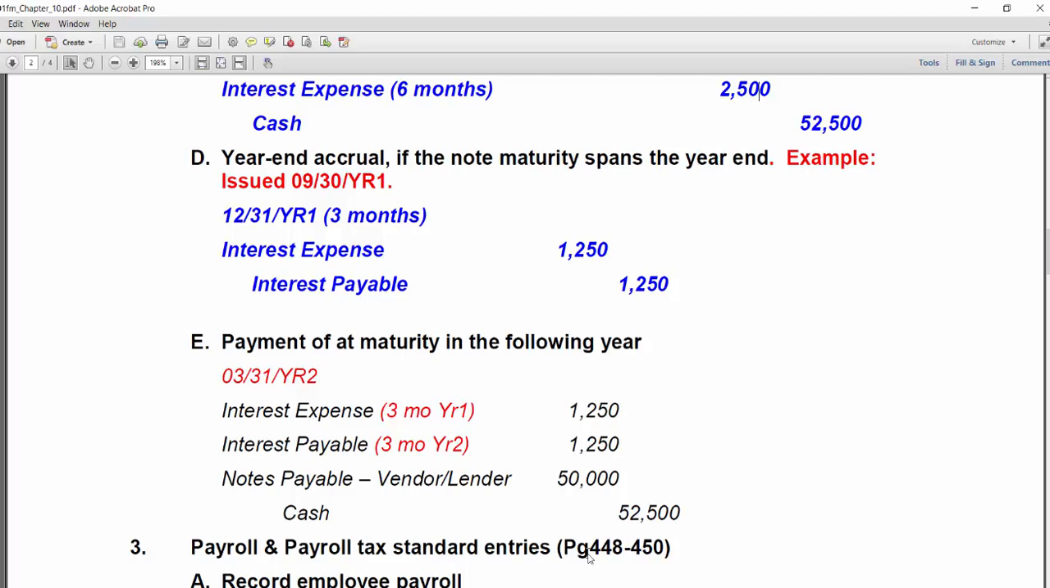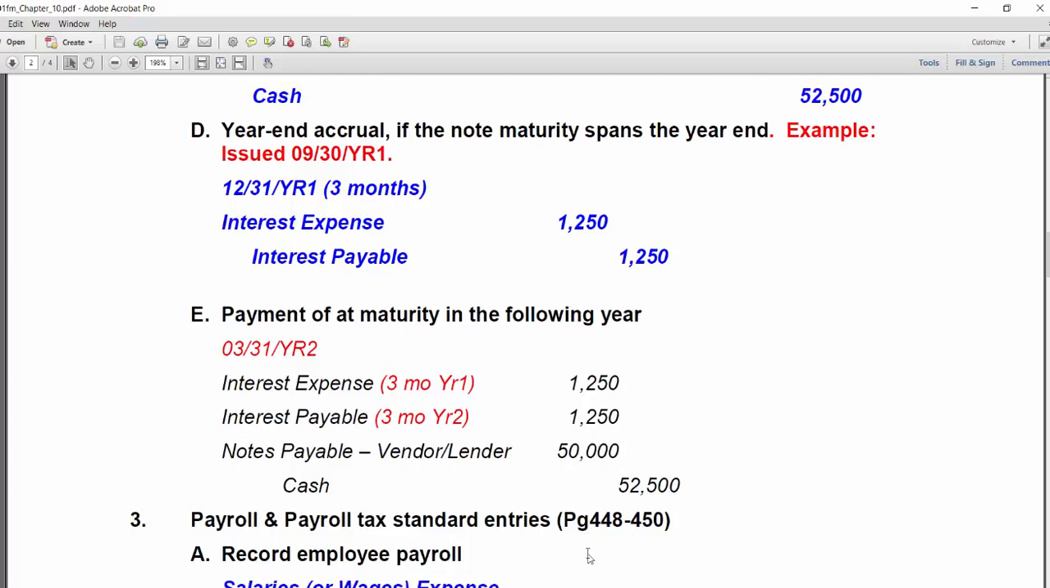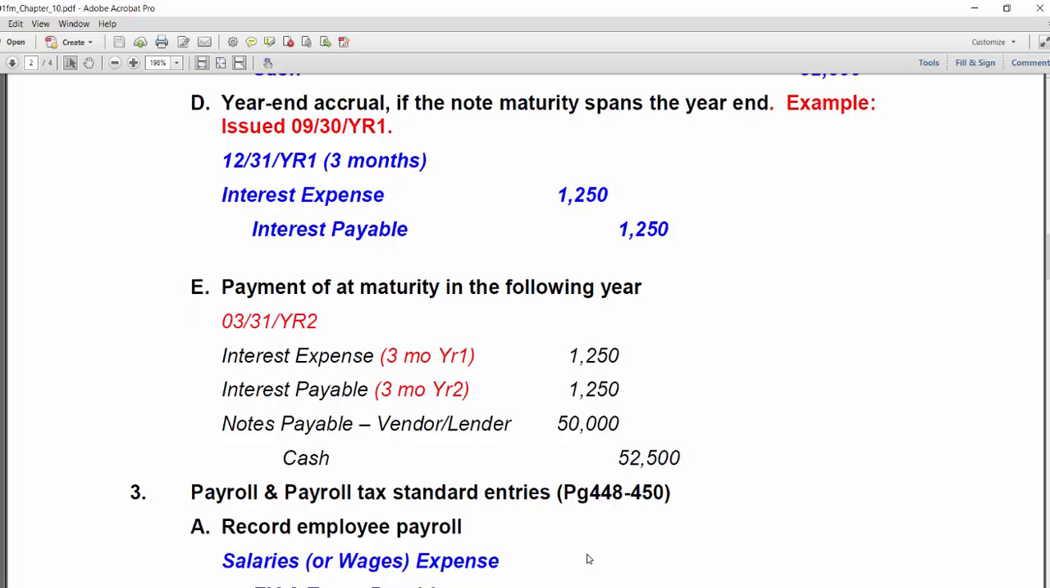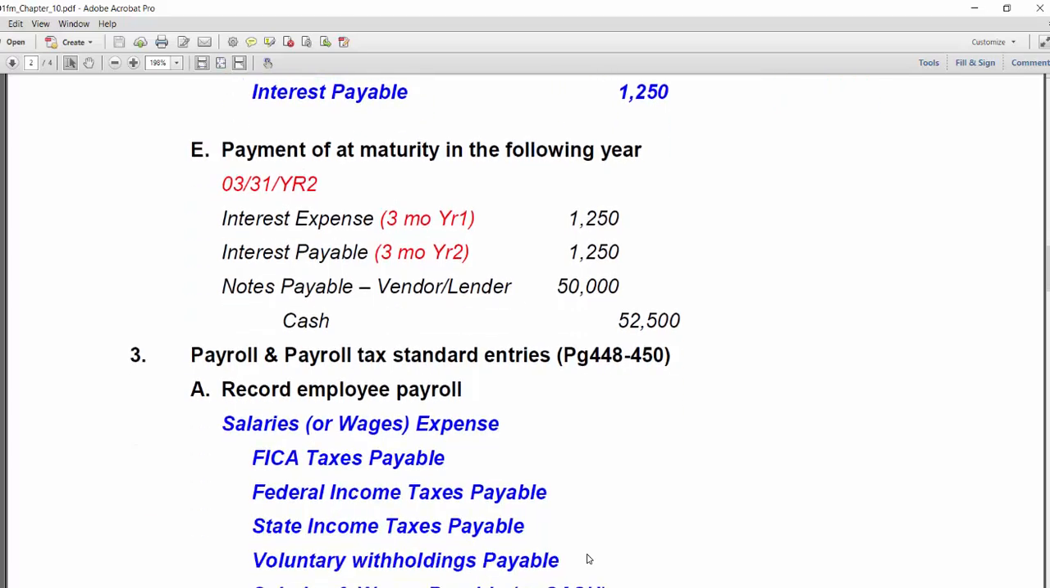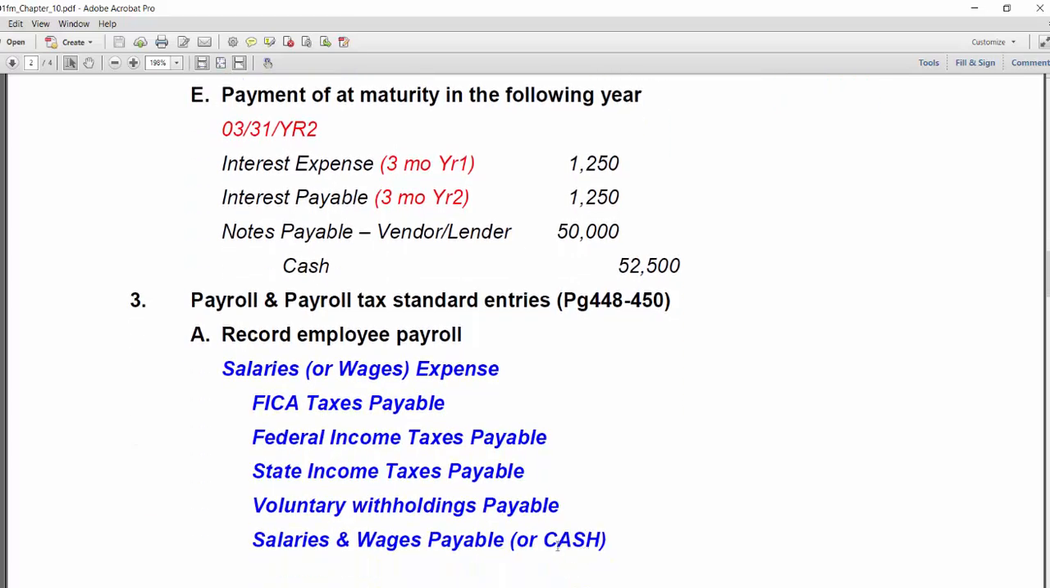Some standard entries you should expect for sure on a test are recording employee payroll and employer's payroll taxes. When you record the employee payroll, essentially what you're looking at is salaries and wages gets debited for the gross payroll cost. Social Security and Medicare taxes get credited. Liability accounts get credited. The employee's withheld federal income taxes gets credited.